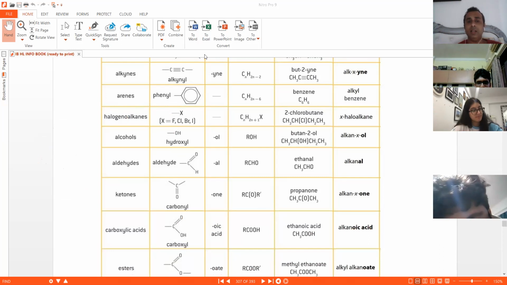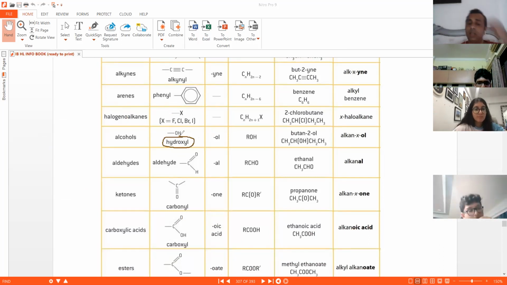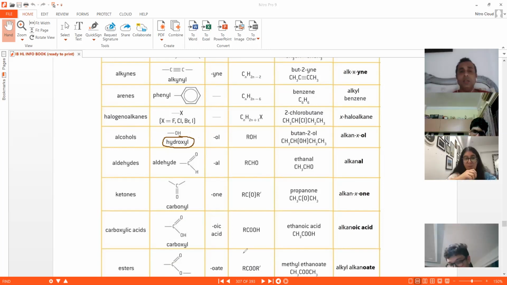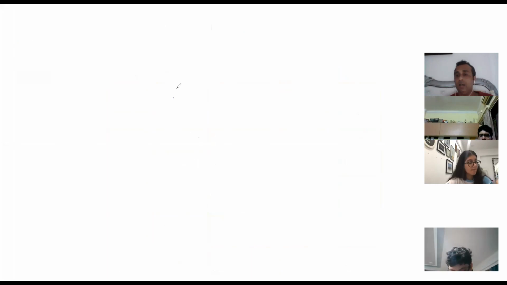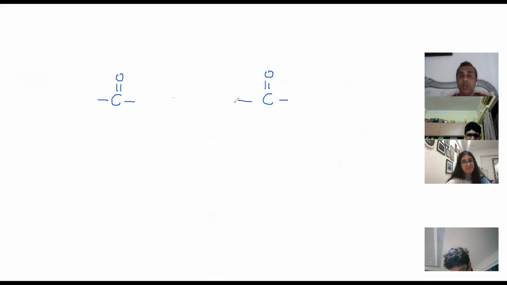Alcohols, we just saw that hydroxyl is the name of the functional group. Okay, now aldehydes and ketones. This may be new for MYP and IGCSE, so I'll quickly explain this. Something common in aldehyde and ketone is this part. Both aldehydes and ketones have this part. This is called carbonyl. C double bond O is called carbonyl group.